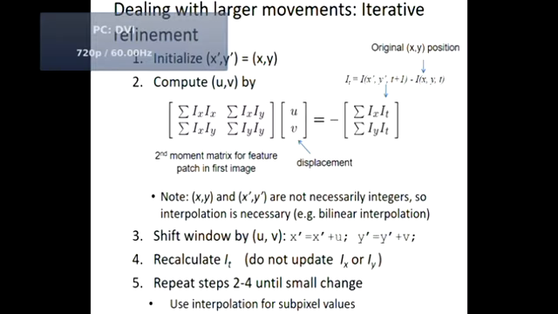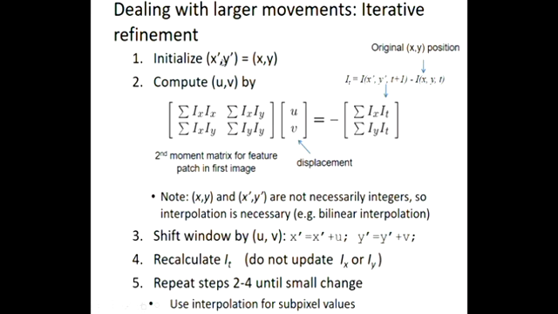All right, so let's look at it here. I initialize my x prime, y prime, which is my guess of where the point is at the next frame, with x, y. And then I compute my guess of the displacement using the Taylor expansion in these equations. So I do the inverse of this matrix times this matrix, and that gives me an estimate of the displacement u and v. One thing to note is that x and y and x prime and y prime are not necessarily integers. I actually want to track at sub-pixel level, and so you need to do some bilinear interpolation to estimate the gradient values at that position.